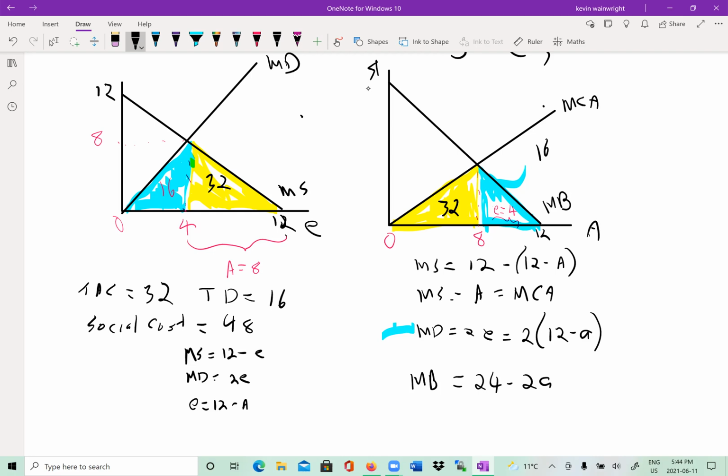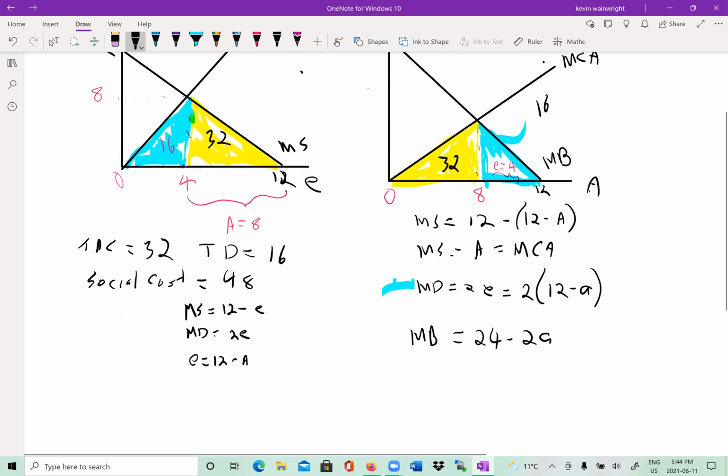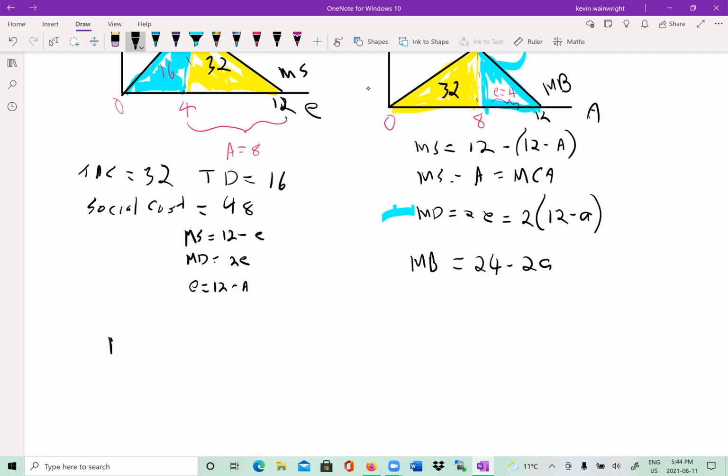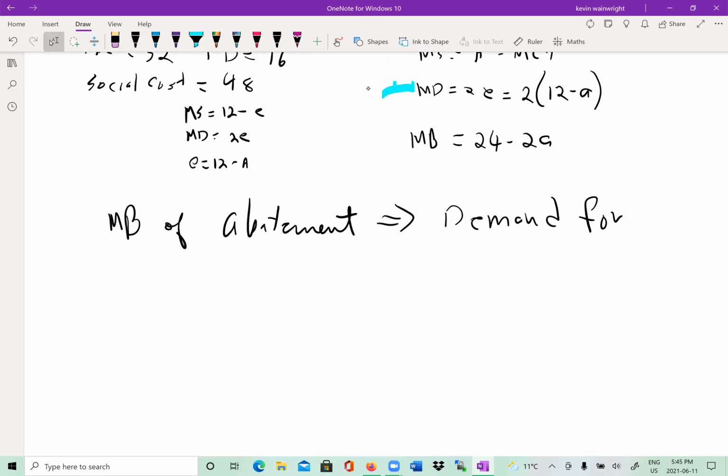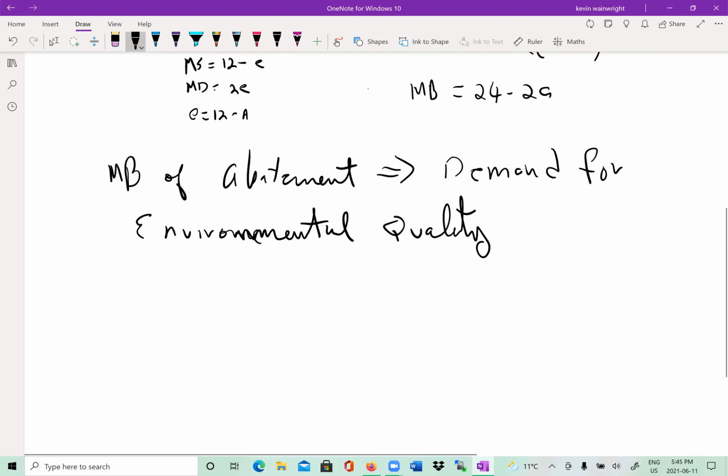Now, the marginal benefit. So the marginal benefit of abatement is directly related to demand for environmental quality. Okay, so we're starting to look at the demand side.